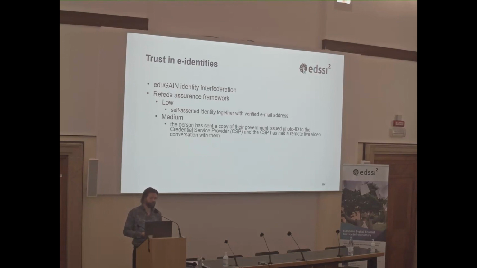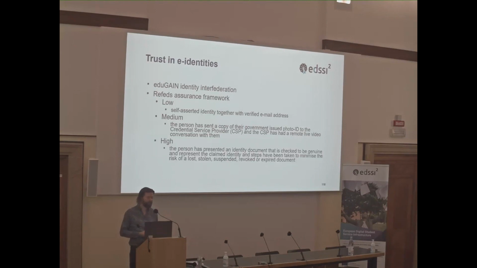The second level is medium, where a person, and again, this is just an example, a person has sent a copy of the government-issued photo ID to the credential service provider, and the credential service provider has had a remote live video conversation with them. So basically, here we take it another step. It's not just that we can be fairly sure it's a human, we are also fairly sure which human and individual this is.